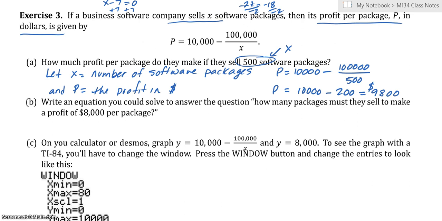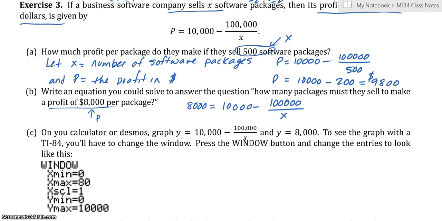Okay, let's do it the other way around. What if we want to write an equation to solve how many packages, to find the X, going backwards, that they sell to make the profit 8,000? So now this is the profit, isn't it? So I'm going to do the same thing I did over here in the equation, but now I'm going to put the 8,000 in for the profit. And how do I solve this one? This is not linear. We have not learned how to solve this yet.